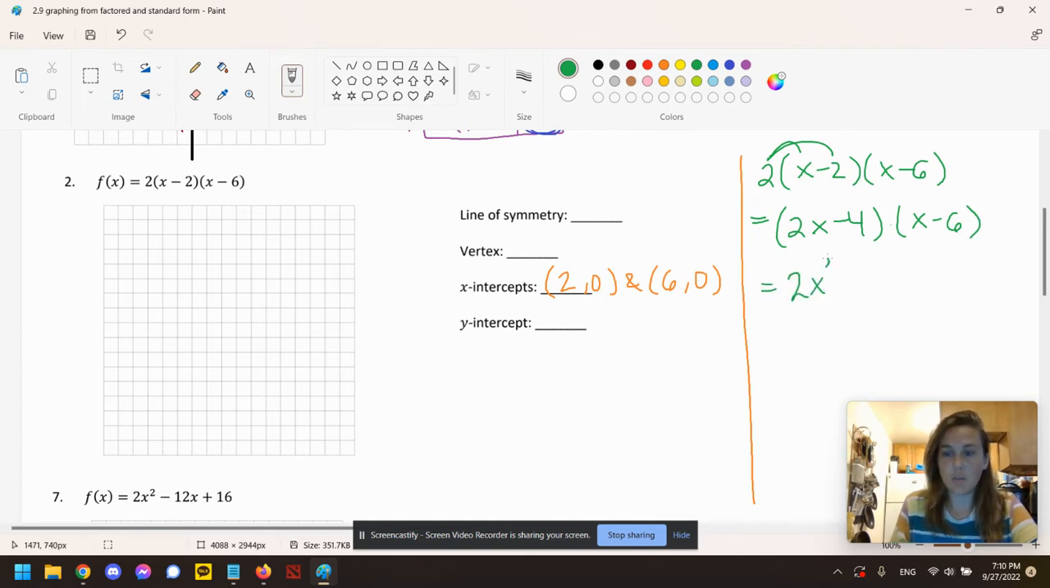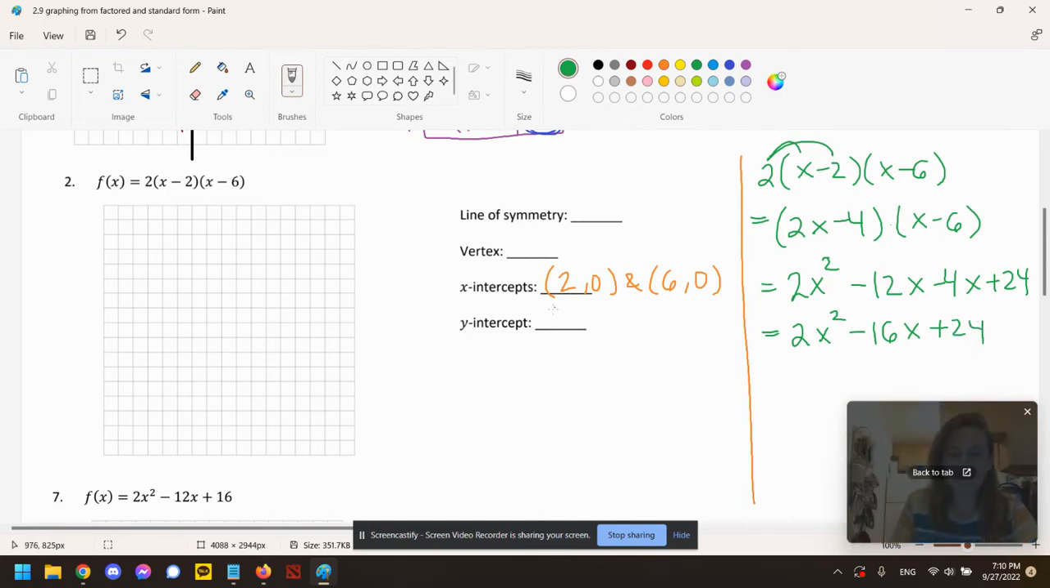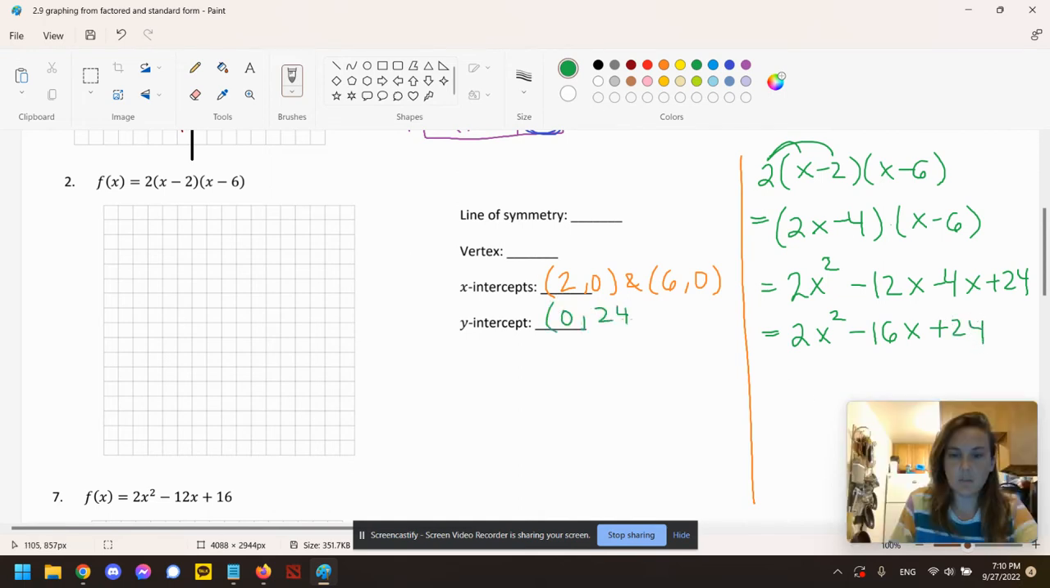And now I'm going to do 2x times x, 2x times -6, -4 times x, and -4 times -6, cleaning up the middle by combining like terms, and immediately writing down that my y-intercept is 0, positive 24 from standard form.